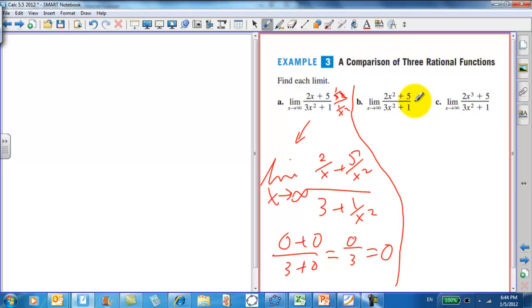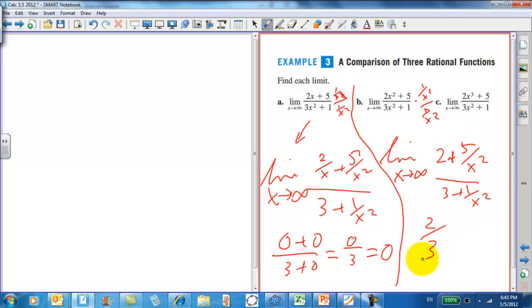Here, I'm going to multiply by 1 over x squared all over 1 over x squared again, just to make this the limit as x goes to infinity of 2 plus 5 over x squared all over 3 plus 1 over x squared. And again, these go to 0 and you just get 2/3. That's that ratio of the leading coefficients we talked about before. If the degrees are the same, they're going to grow just as fast as each other. Essentially, this turns into 2x squared over 3x squared as x goes to infinity, or 2/3.